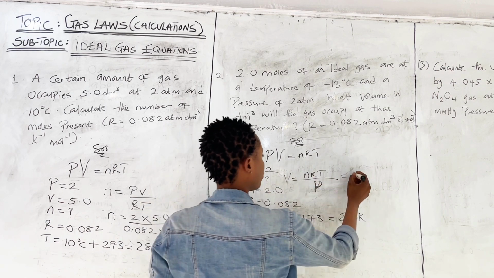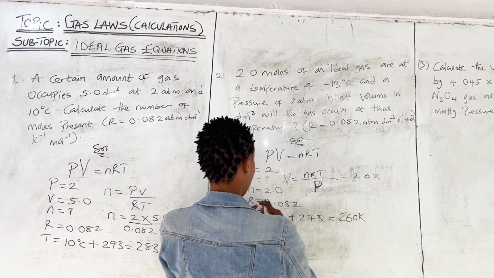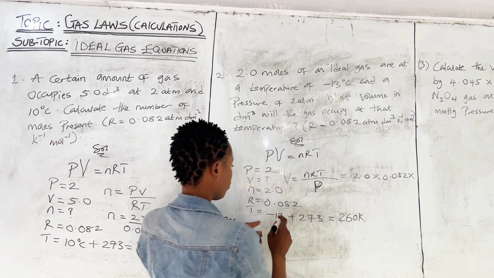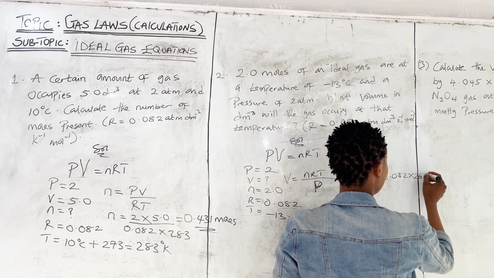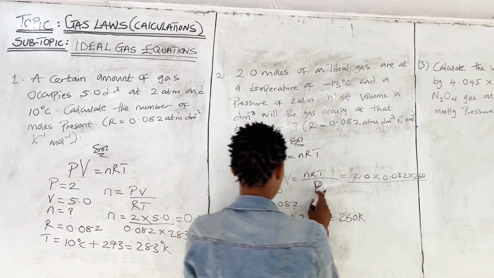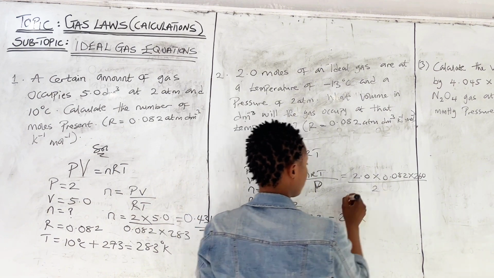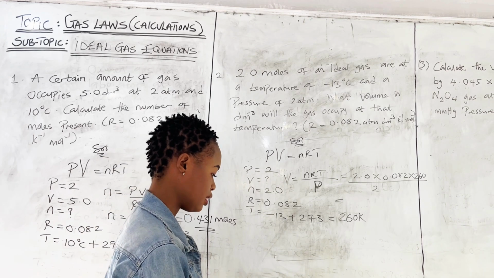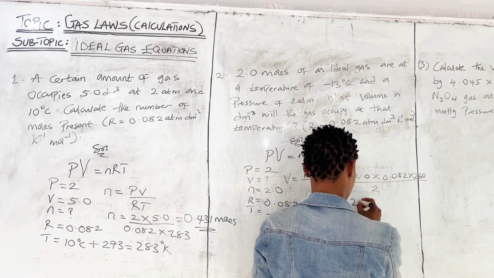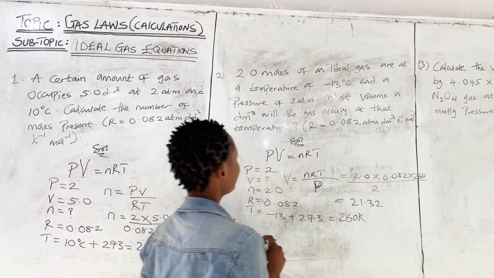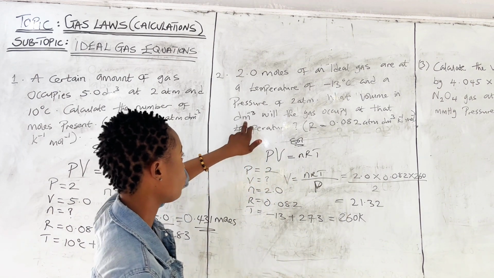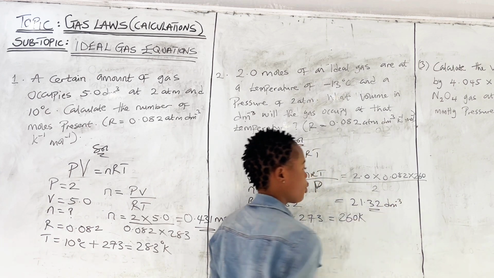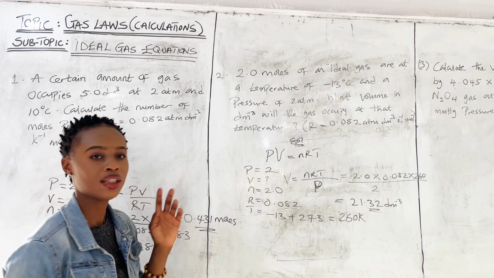So n is 2.0 times R is 0.082 times our temperature, 260, all over our P, which is 2. So let's quickly do that calculation. And our answer is 21.32. The question says volume, and the volume should be in dm³. So our answer will be in dm³. I hope you understand. So it's 21.32 dm³.